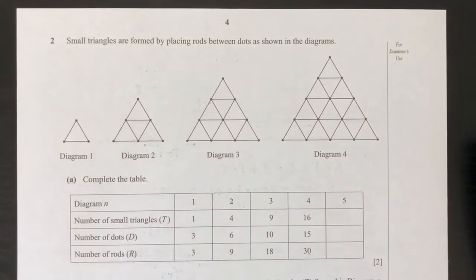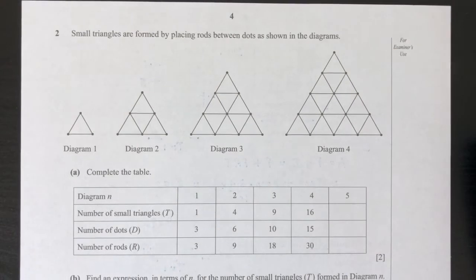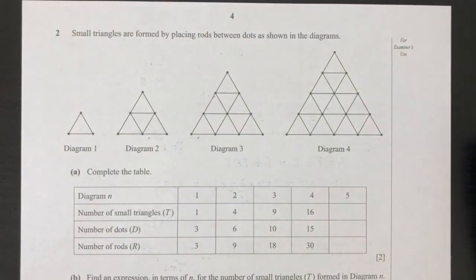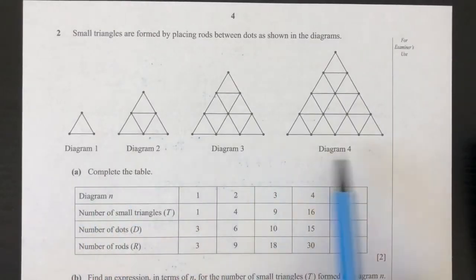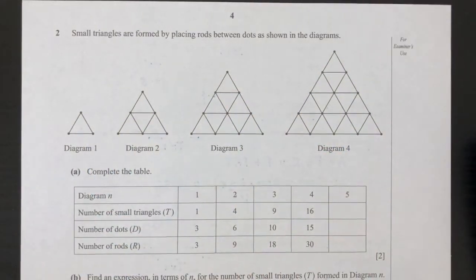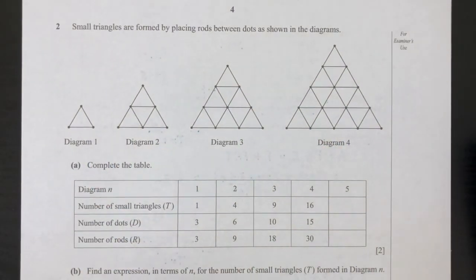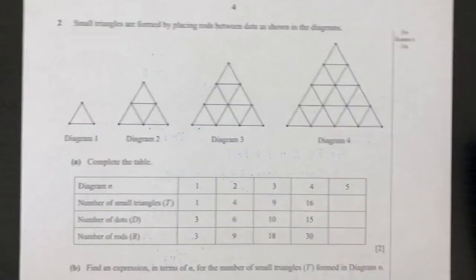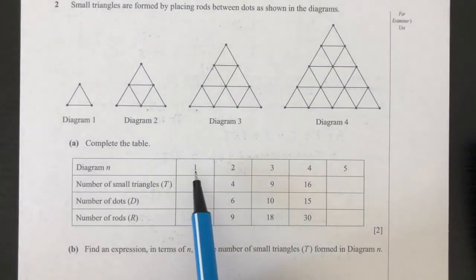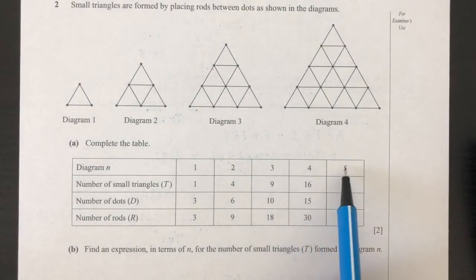Now let's move on to question number 2. Small triangles are formed by placing rods in between dots as shown in the diagram. We have 4 diagrams here, as you can see. Part 1, complete the table. So let's see, we have diagram 1, 2, 3, 4, and 5.